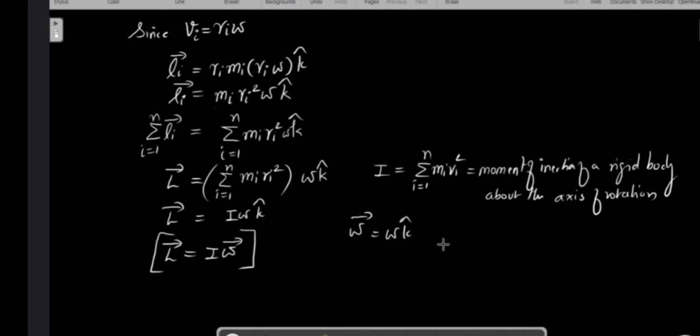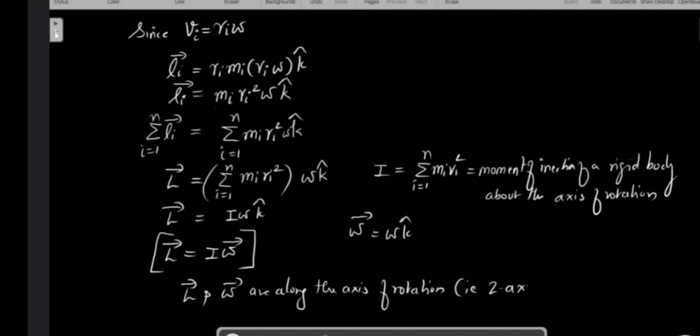So here I get the angular momentum in terms of the moment of inertia and the angular velocity of the rigid body. And remember that L and omega both are along the axis of rotation, that is the z axis. This is going to be the direction of L and omega.